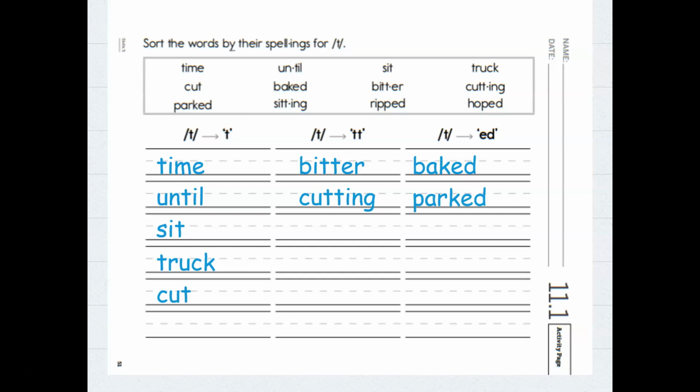The word sitting should have gone in the TT column. The word ripped should have gone in the ED column. The word hoped should have gone in the ED column.